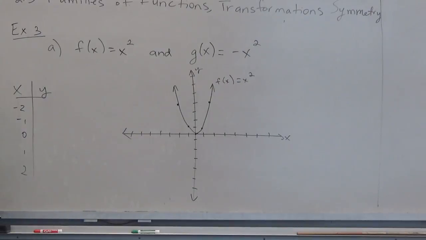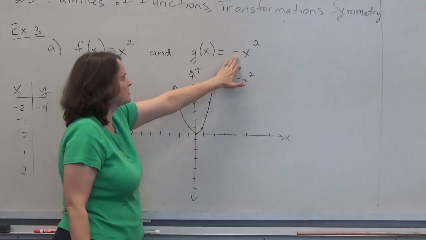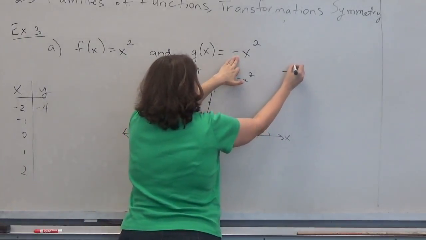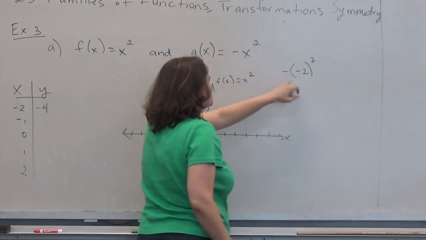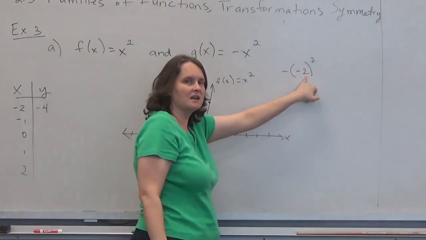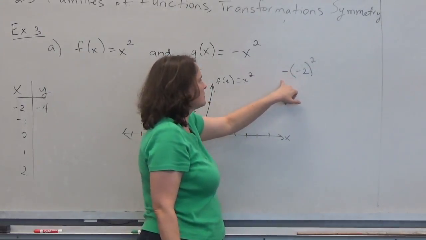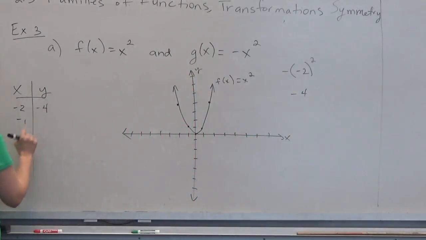So your y values, you should have gotten negative 4 here, because if you put negative 2 into this for x, you've got this negative sitting in the front. So you've got a negative parentheses, and you're putting in a negative 2 and squaring that. So you're going to square your negative 2 on the inside. Negative 2 times negative 2 would give you a 4, but this negative in the front still stays there. So you've got negative 4 here.